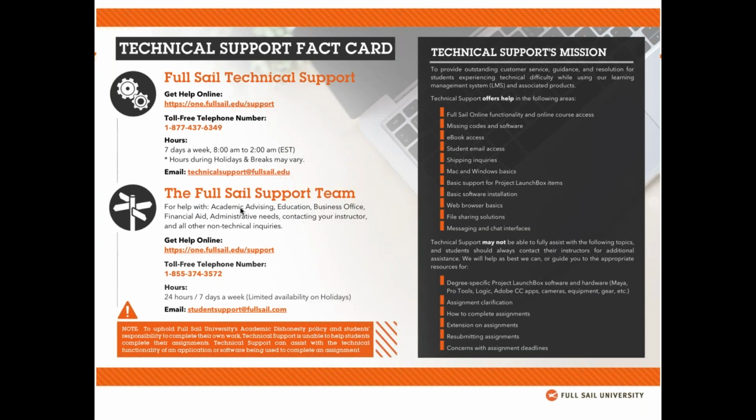Personally, I find phone to be the easiest way and the quickest way to get problems resolved. But either one of these works. The online help has a lot of self-help resources there. You can diagnose a problem if you are pretty tech savvy, or you email them directly and they will get back to you. All right. There's also here your Full Sail support team, academic advising, the business office, financial aid. All the contact information here is also on this card. So make sure you've got a copy of this, and you'll always know who to get in touch with for those kinds of questions.